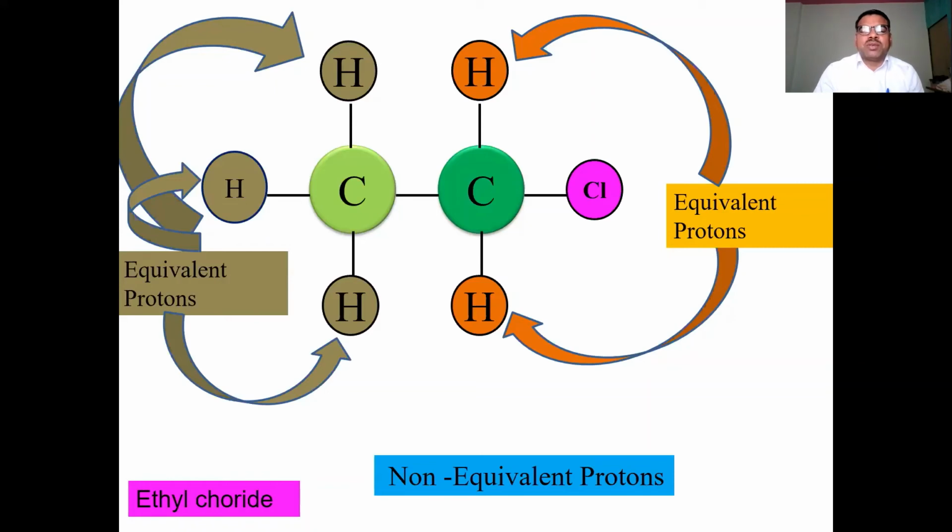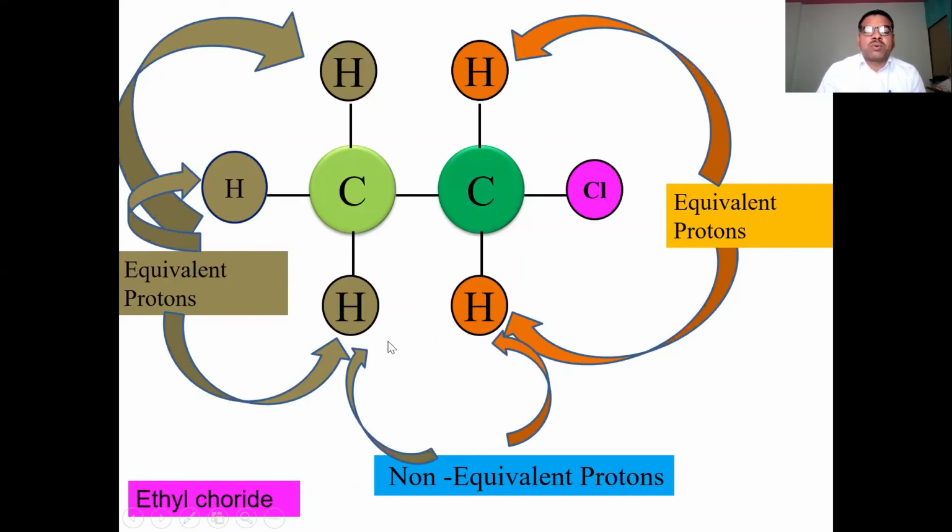And whatever I am showing here are non-equivalent protons. But if you consider these two protons, they are equivalent and these three protons are equivalent. But if you compare these two protons, which are attached to two different carbon atoms, definitely they are different. Therefore, they are called non-equivalent protons. Another important thing is that equivalent protons do not couple with each other, but non-equivalent protons are coupled with each other.